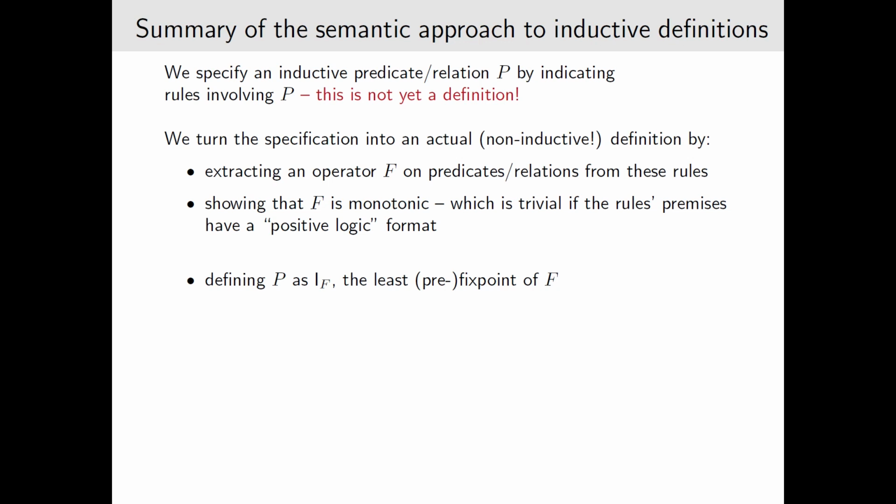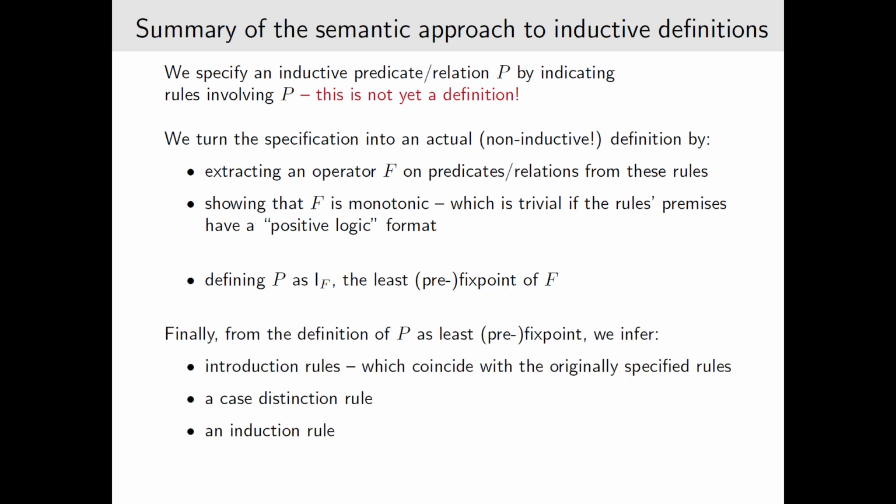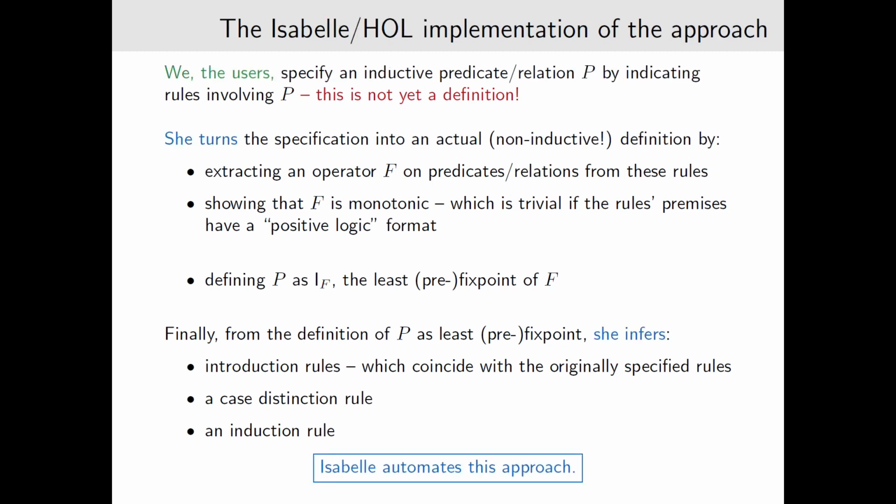We extract the operator f from the rules. We show that f is monotonic, and then we define our user-specified predicate as the least prefix point of f. And from that definition, we infer introduction rules, a case distinction rule, and an induction rule. The introduction rules are the rules that the user has given in the first place. Who are we and who is the system? So we, the users, write those rules. She is Isabelle in this case.